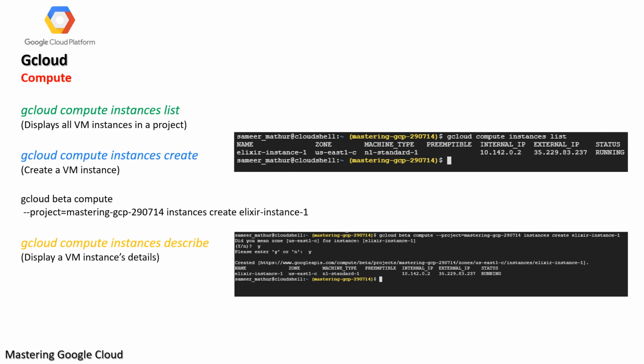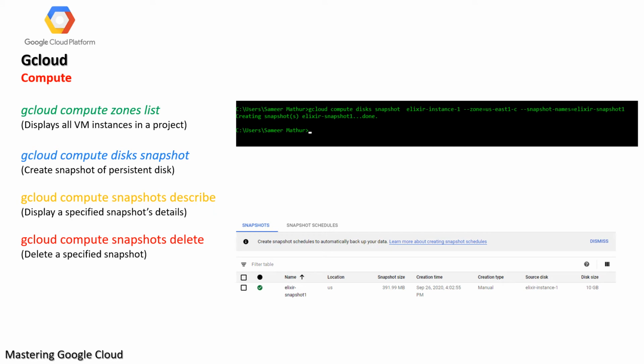gcloud compute commands are for compute instances. You can list, create, describe using these commands. There are more commands for compute. You have compute zone list. You can use compute disk snapshot to create the snapshot of the persistent disk. You can describe the snapshot using the describe command, and you can delete the snapshot using gcloud compute snapshots delete. I'm not going into the detail because they are very self-explanatory, and this session is just for you to document these commands for your work purposes and for your understanding purposes.